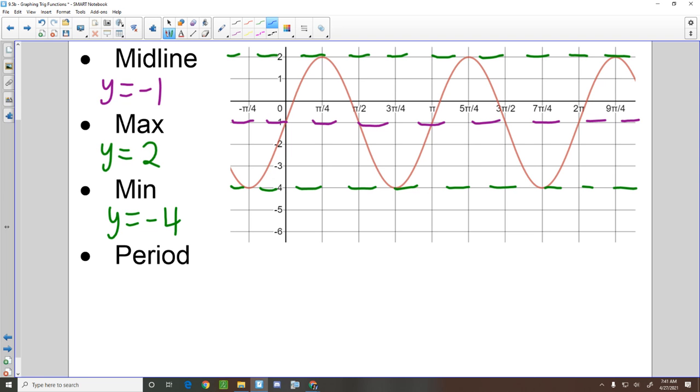Now, for this function right here, can any of you determine if this is a sine wave or a cosine wave? If you remember that activity we did last week, we had to do that often, determine sine wave or cosine wave.